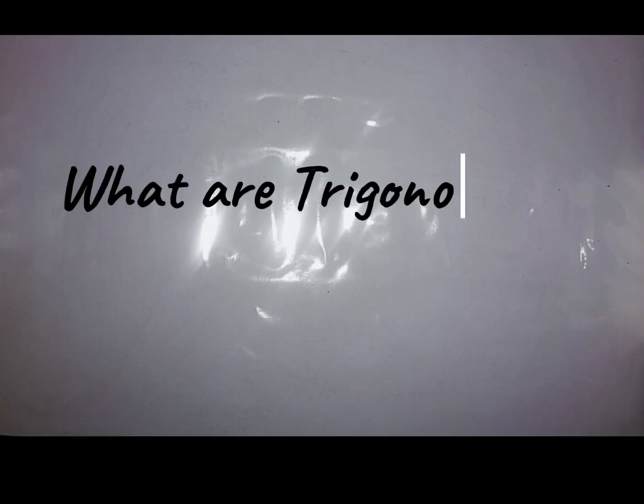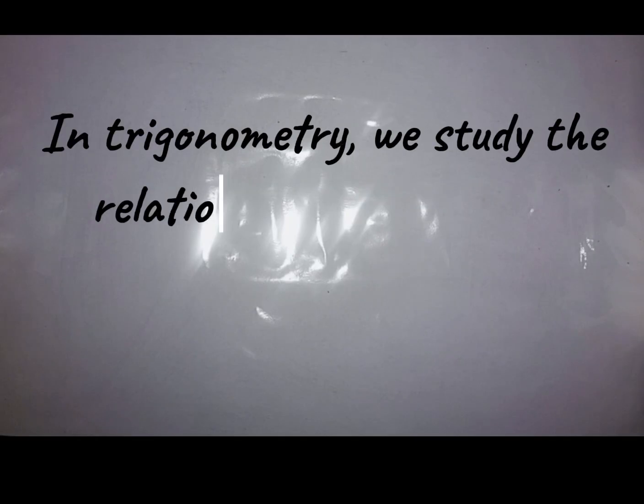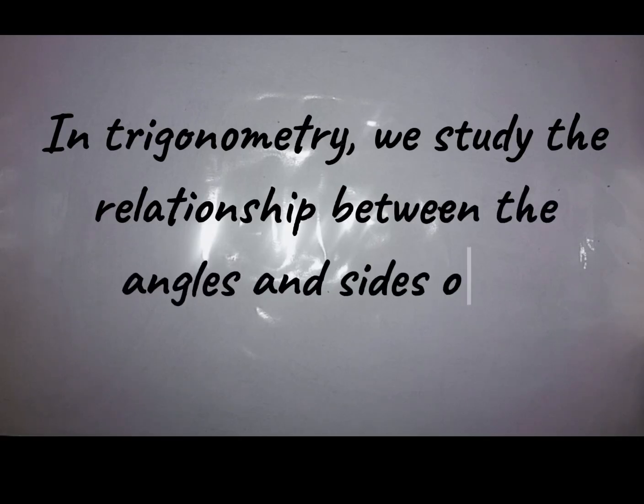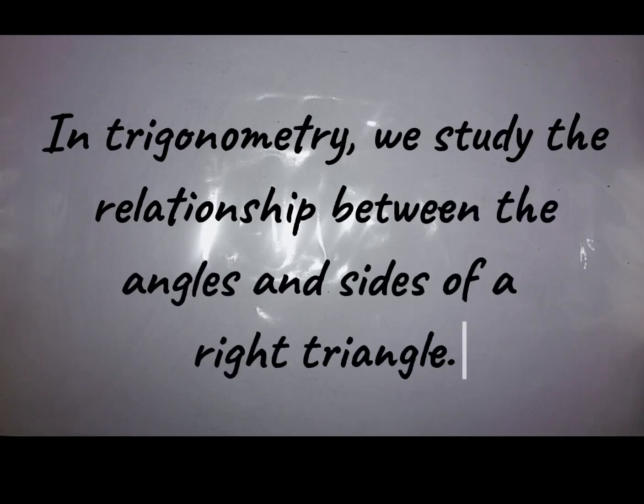So what are the trigonometric ratios? In trigonometry, we study the relationship between the angles and sides of a right triangle. Given a right triangle, we can define 6 key trigonometric ratios based on an angle theta. These ratios compare the lengths of the sides of a triangle. So here they are, the 6 trigonometric ratios. Here are the primary ratios.